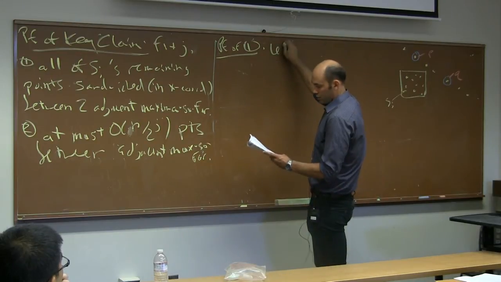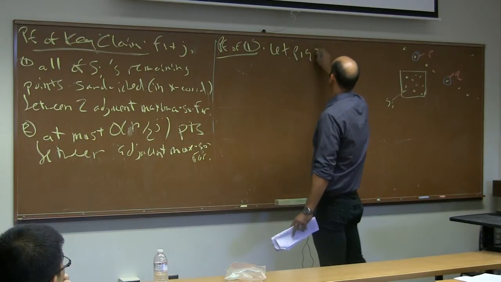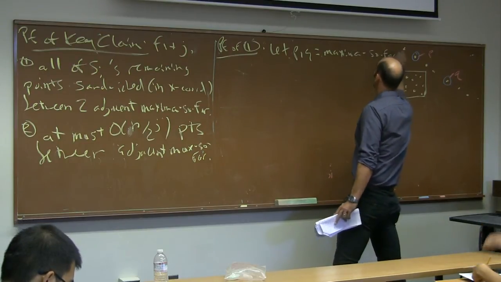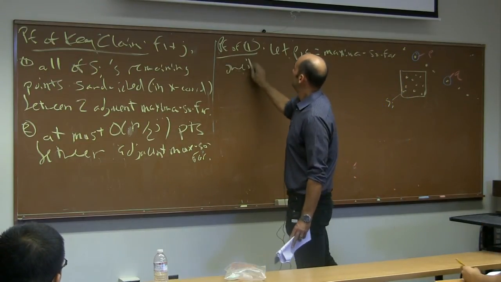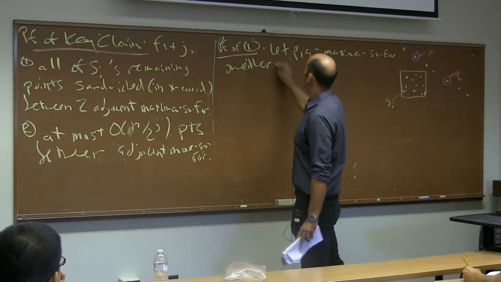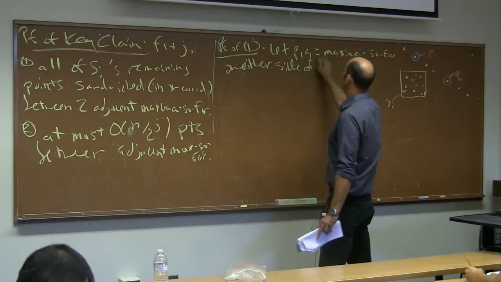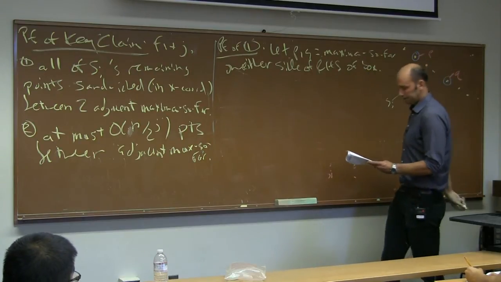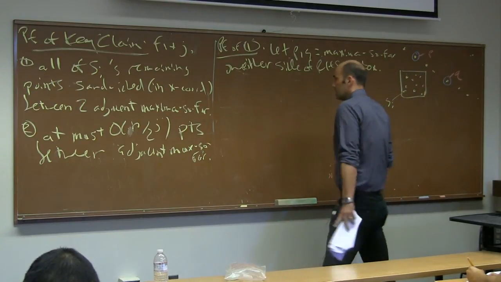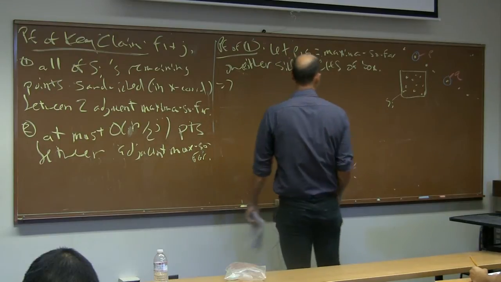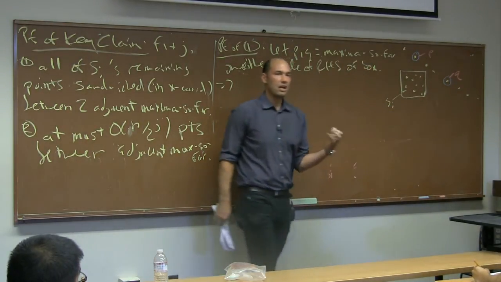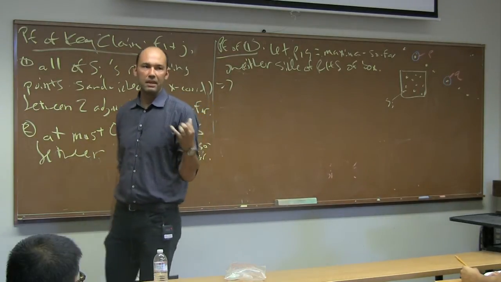So let P and Q be maxima so far on either side of the right-hand side of the box. Okay? So the claim is that if you look at the points that still remain from S sub I that haven't been pruned yet, they all have x coordinate strictly between that of P and that of Q.